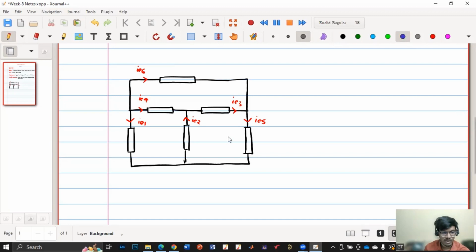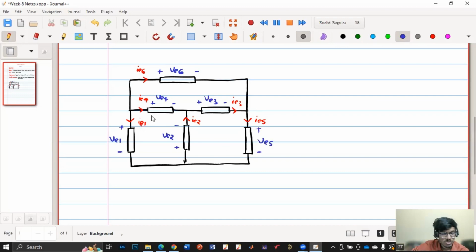Now we'll define the voltage polarities. So the current will be flowing from a positive terminal to a negative terminal. So this terminal is positive, this terminal is negative, VE6. Similarly, this is positive, this is negative, VE4. Similarly, this is positive, this is negative, VE1. E means element, so either it is the current in that element or the voltage across that element. Similarly, this is plus, this is minus, this is VE2. This is plus, this is minus, this is VE3. This is plus, this is minus, this is VE5.